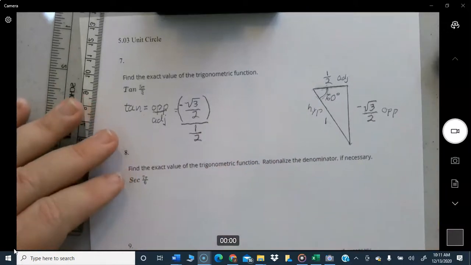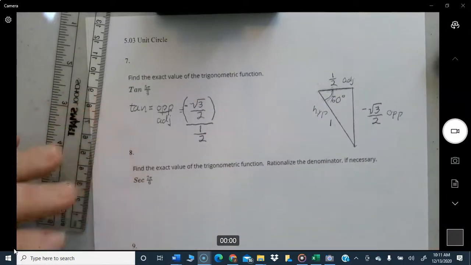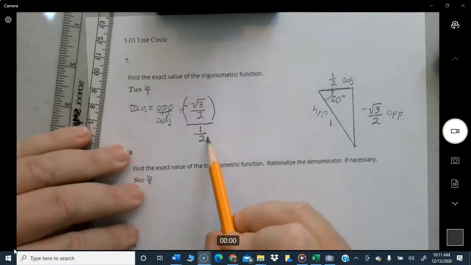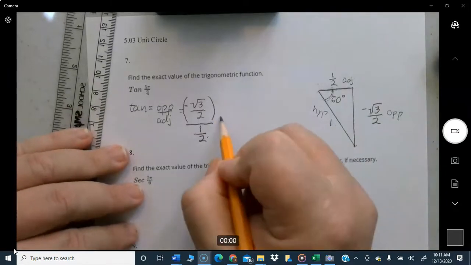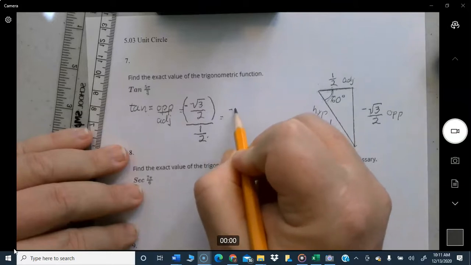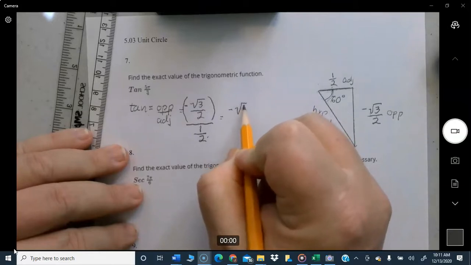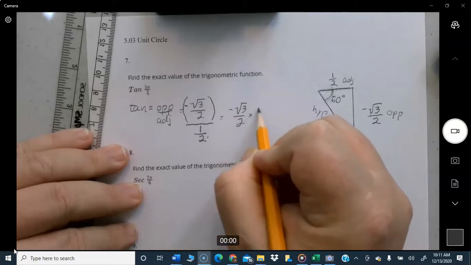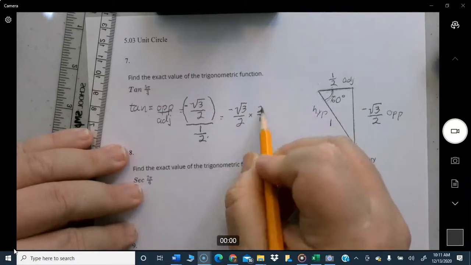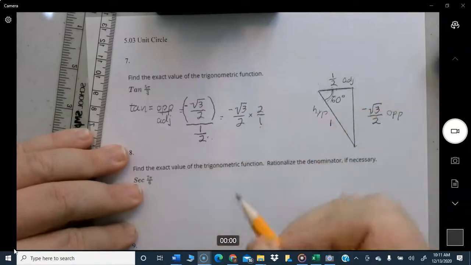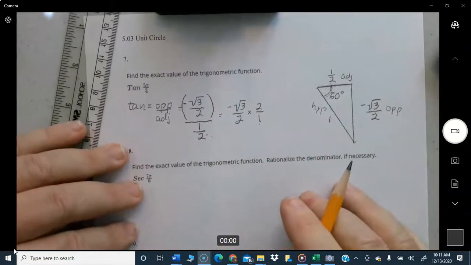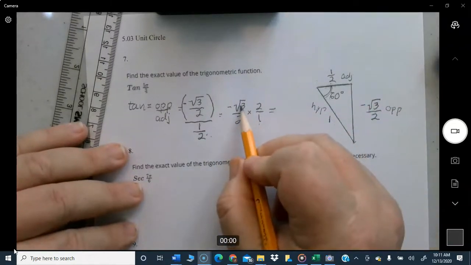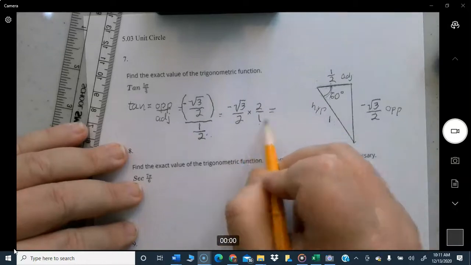Okay, now you simply have to remember your fraction math, okay? And what you do is you flip the bottom and multiply. So that's going to equal this. So I flipped the bottom. I took that and I flipped it upside down. Okay, so now you multiply. Multiply means you multiply top across, bottom across.